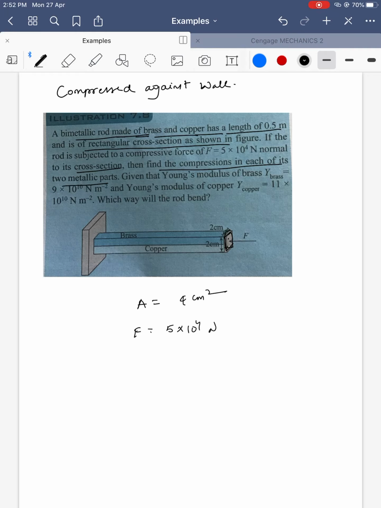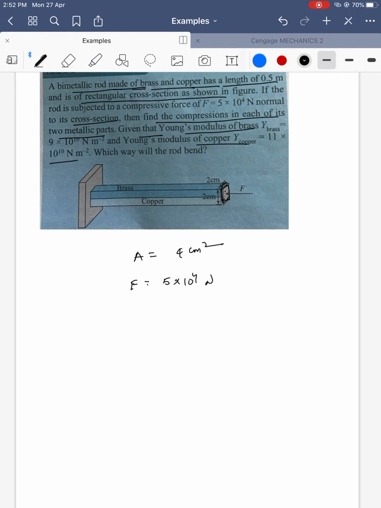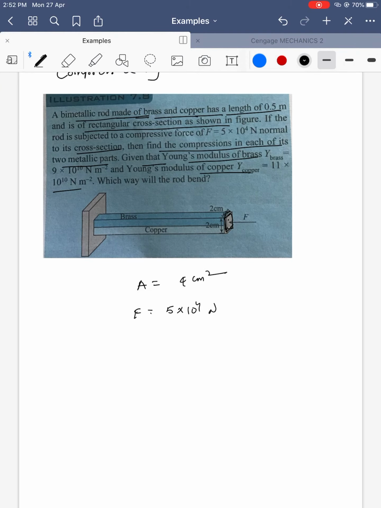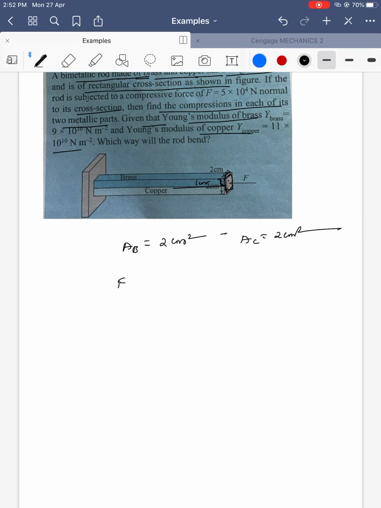Given that Young's modulus of brass is given and Young's modulus of copper is given. Two things are given. So the bimetallic part is nothing but one area. Okay, so brass I will consider above. Area of brass section, from top to bisection point, is 2 centimeter square. Area of copper is equal to 2 centimeter square. Force on both sections is the same, equal to 5 into 10 power 4 Newton.